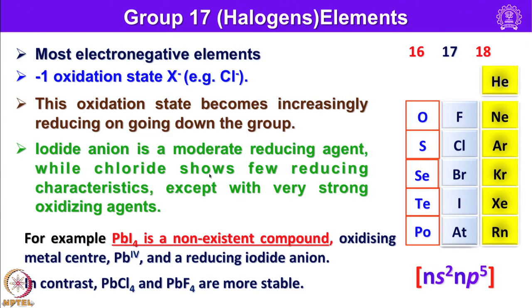Of course, when you go to group 17, the group oxidation state is -1. They are the most electronegative elements in the periodic table. Polonium is a metal. It has metallic properties, and it is the last one in the periodic table to show metallic properties. And PbI4 is a non-existent compound because it is a combination of highly reducing iodide and highly oxidizing lead in its +4 state.